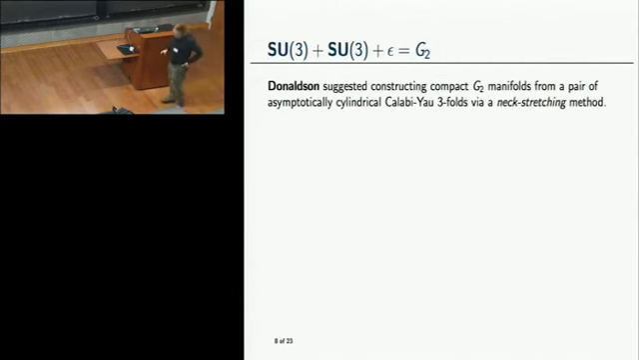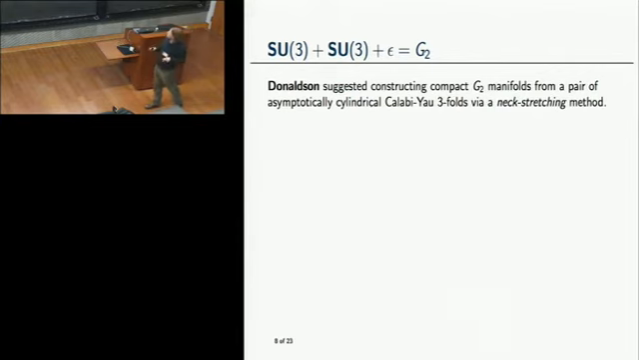So what's the key to resolving this problem, the fact that it doesn't seem any easier to construct asymptotically cylindrical things than to construct the original compact G2s? So this was a suggestion by Simon Donaldson. What he suggested was there is a way to go from Calabi-Yau geometry in 3 dimensions to genuine G2 holonomy manifolds, and I want to describe how it goes.